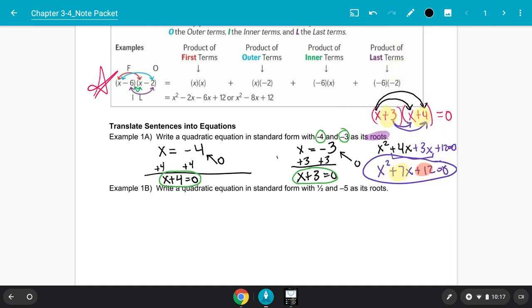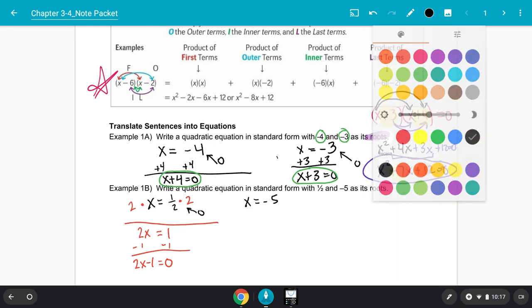So we have the solution is 1/2. The solution is -5. So to make this side 0, first thing we can do is multiply by 2. And you get 2x equals 1. Then subtract 1, and you get 2x minus 1 equals 0. Okay, cool. Got the first factor.